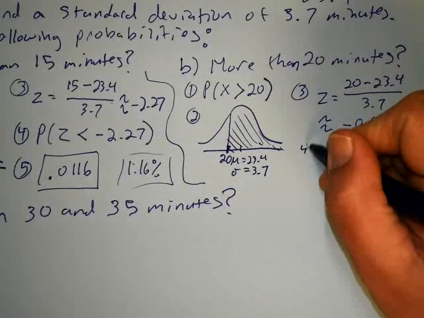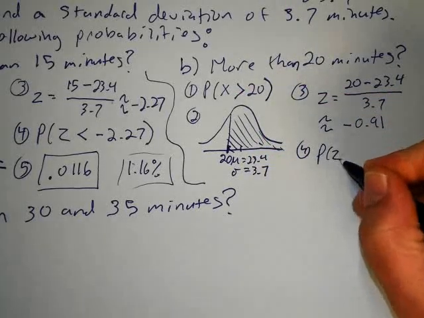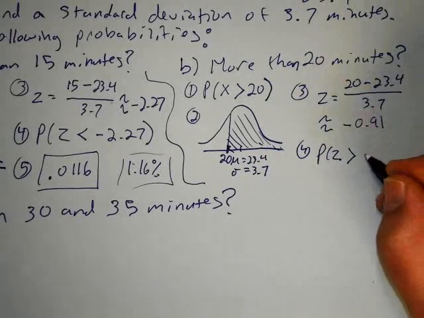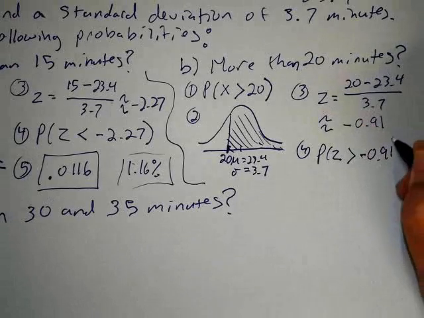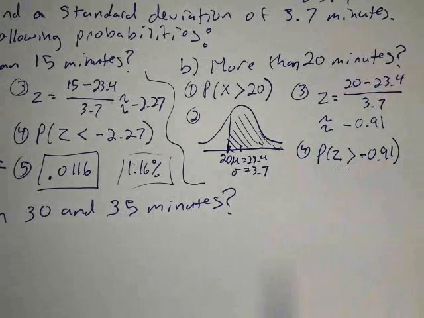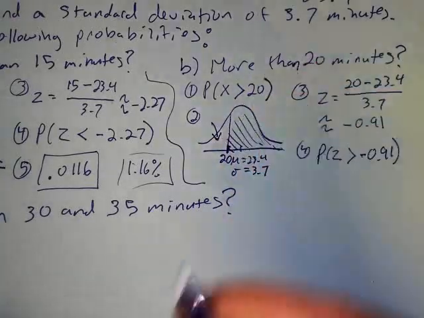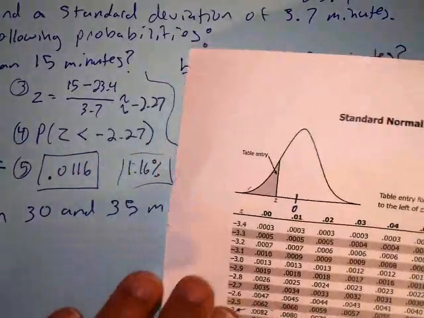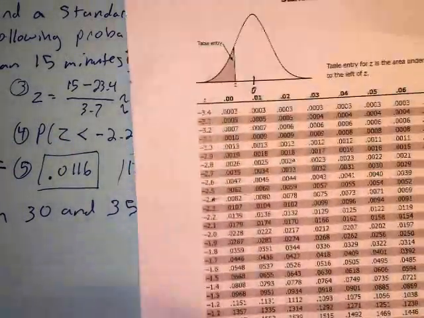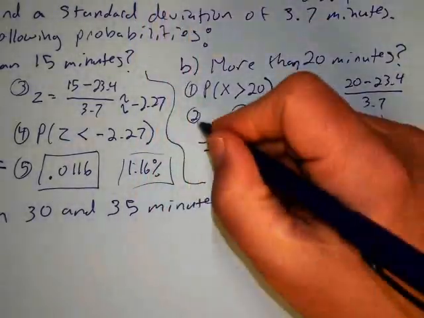So the fourth step is write out the corresponding Z-score probability. So I'm going to change the X to a Z, keep the greater than sign, and then the 20, I change that to the corresponding Z-score. And so now I want to find the probability that Z is greater than negative 0.91. Okay, so when I look that up, that's going to give me the area below. So we'll start there. So on the negative side, negative 0.91. And what I get here is 0.1814.